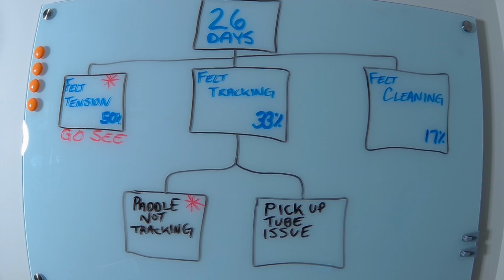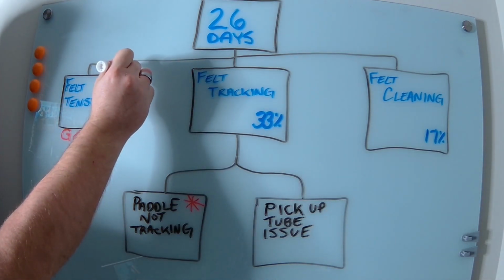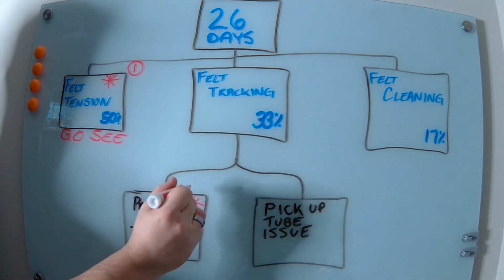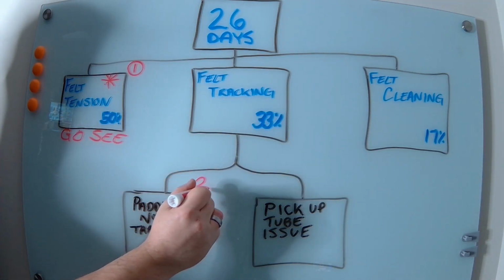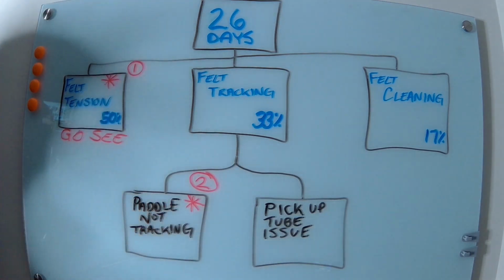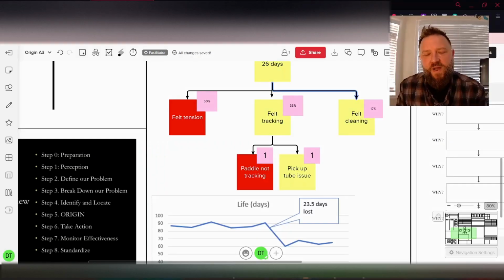So when we pick our problem, we can go after felt tension first, and we'll continue through problem solving, and then we'll come back and say, let's go through paddle not tracking and continue on that way. So this is how we break down the problem, because a lot of times what we hear is, well, we haven't found that smoking gun yet, or we want to solve for that one easy fix that's going to solve everything. But as you can see, complex problems a lot of times have multiple different root causes.